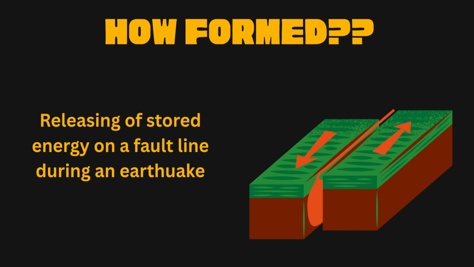They are formed by the releasing of stored energy on a fault line during an earthquake. This occurs by the rocks building up so much elastic potential energy, and then at one point, releasing it because they cannot store any more, and that is where the waves come from.